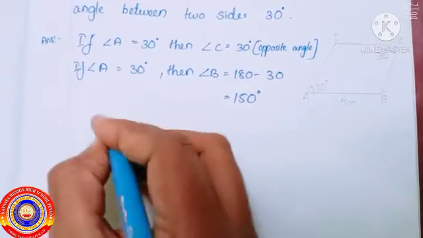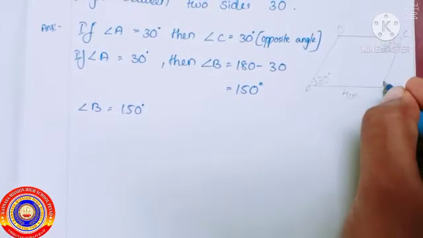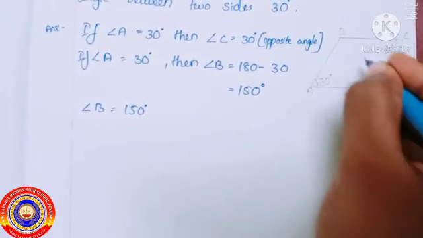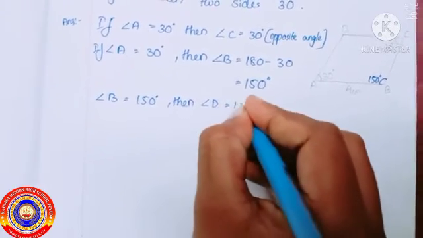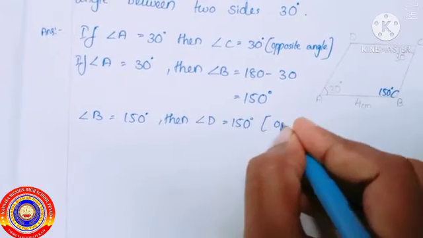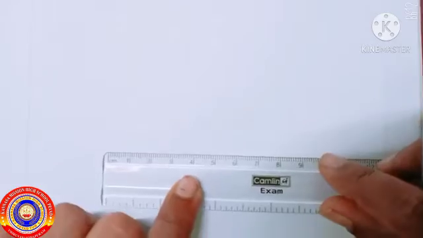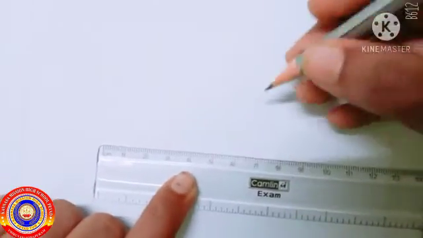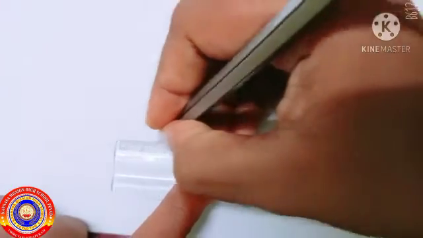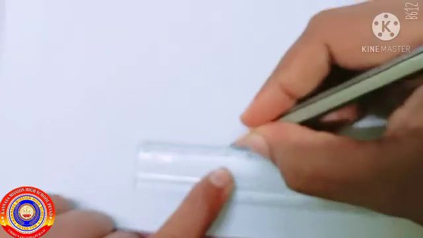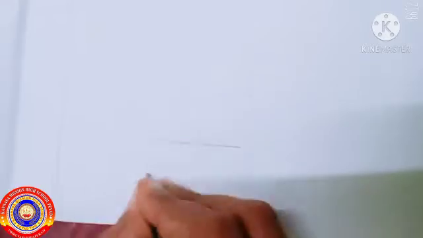If angle B is equal to 150 degrees, then the angle opposite to angle B is angle D. That is also 150 degrees. So, angle D is equal to 150 degrees, which is the opposite angle. Now, let's draw the figure using this idea. First of all, draw a line 4 cm long and name it as AB. That is, AB is 4 cm long.